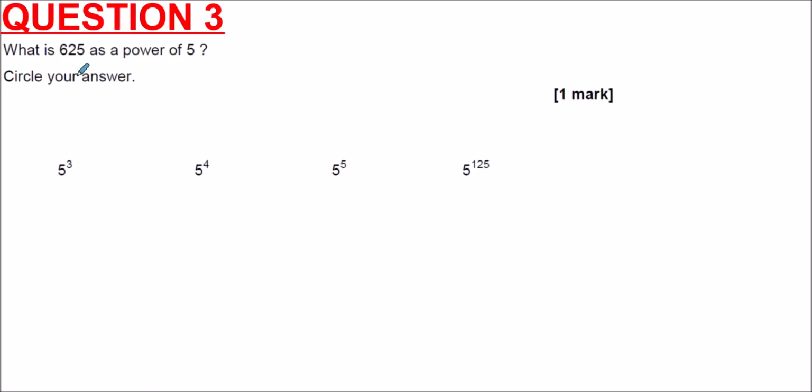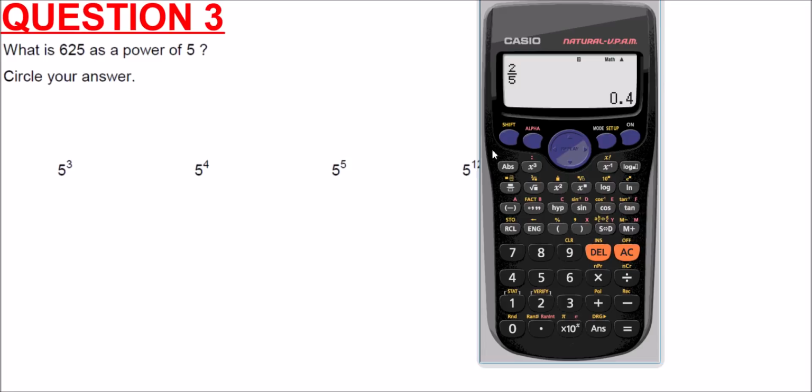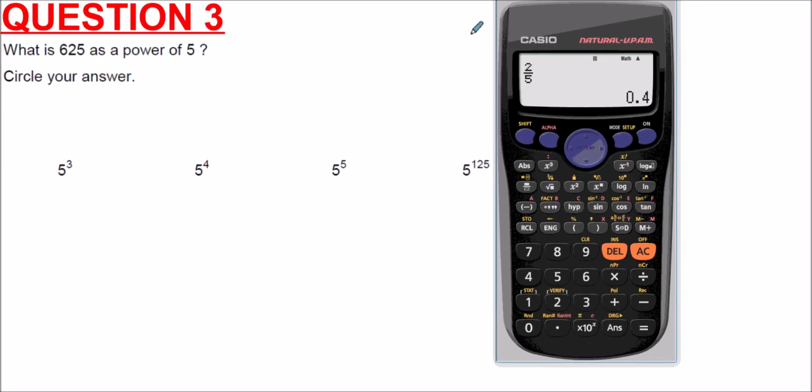Question 3. What is 625 as a power of 5? What this question means is 625 will match to one of these numbers. So let's see which one it would be. So your calculator has a built-in power button on it. On this calculator here, it's the X with a floaty square next to it. So 5 to the power 3 is 125. So that's too small.